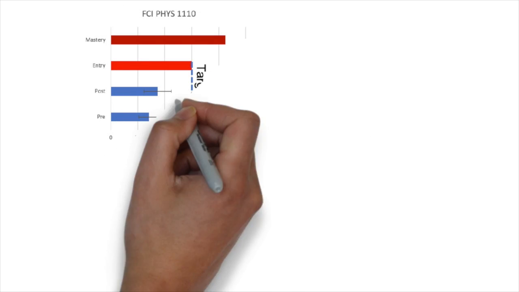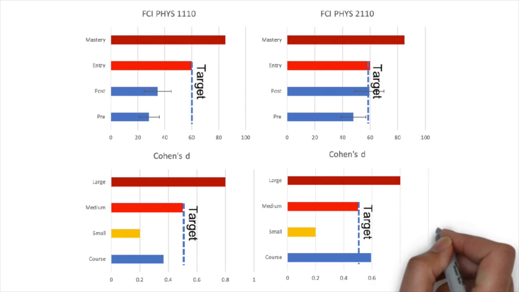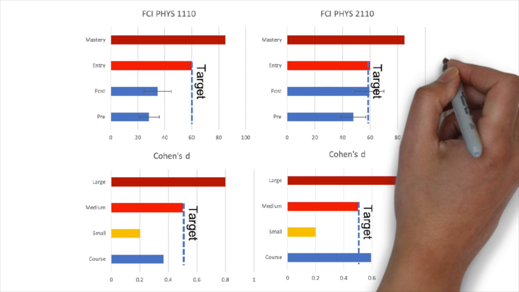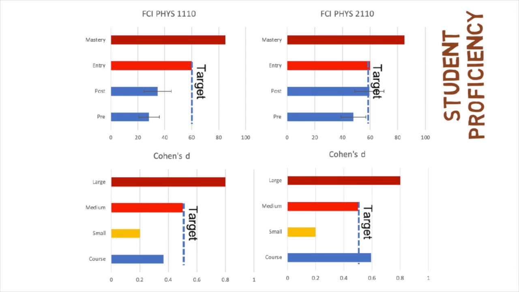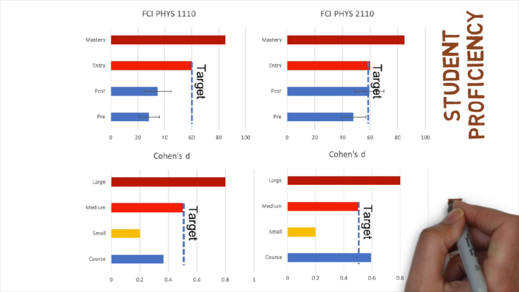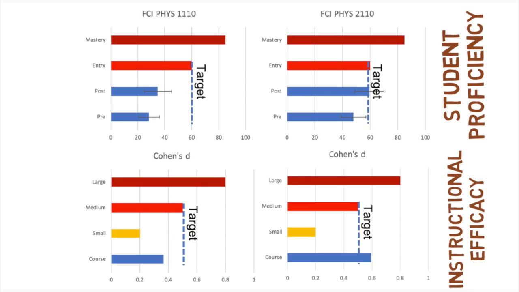Using the FCI, we measured student proficiency in motion and force both before and after instruction. Our 60% post-course target is based on the research literature. We can also use the FCI as a measure of instructional efficacy by measuring Cohen's d effect size. We've set a target of a medium effect size. It's important to also look at effect size, since research shows that pre-scores can have a dramatic effect on post-scores. This means that it's possible instruction is top-notch even without proficiency targets being met.